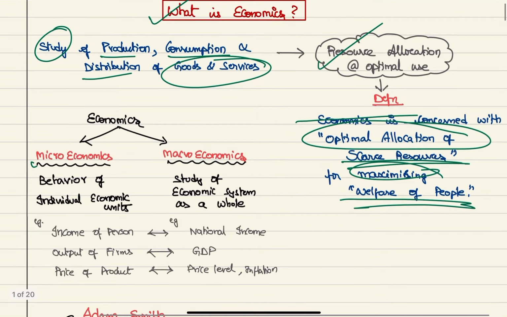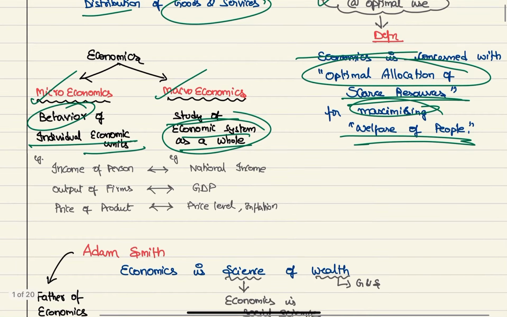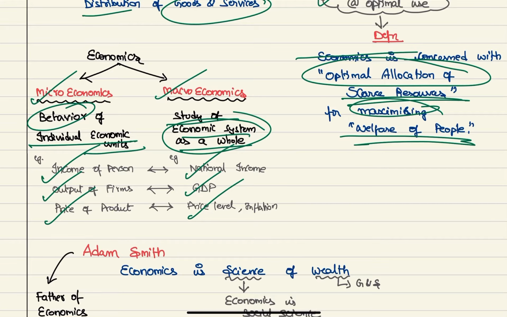So the two branches of economics are microeconomics and macroeconomics. Microeconomics is about the behavior of individual economic units. Macroeconomics is about the study of the economic system as a whole. So on this side we have the income of a person, on this side we have national income. Here we have output of firms, here we have GDP. Here we have the price of the product, here we have price level or inflation.